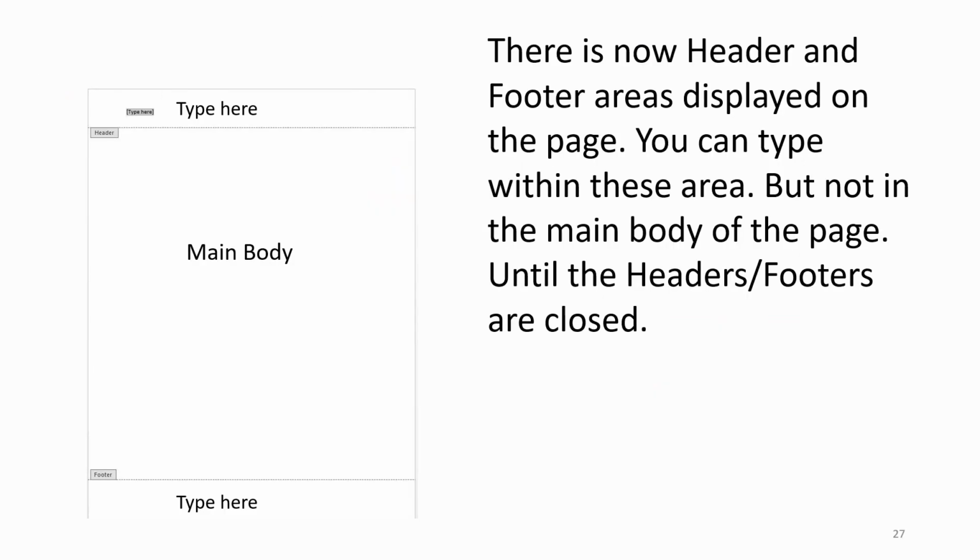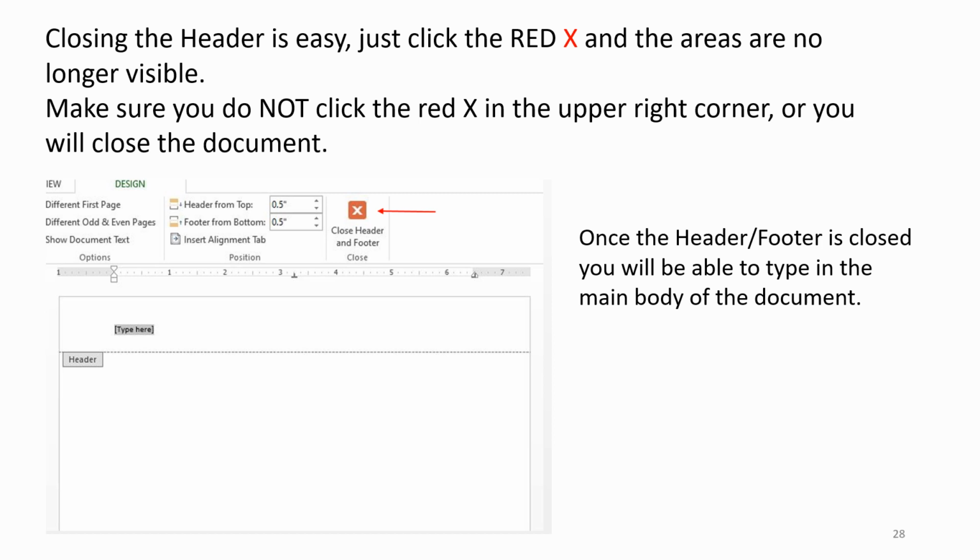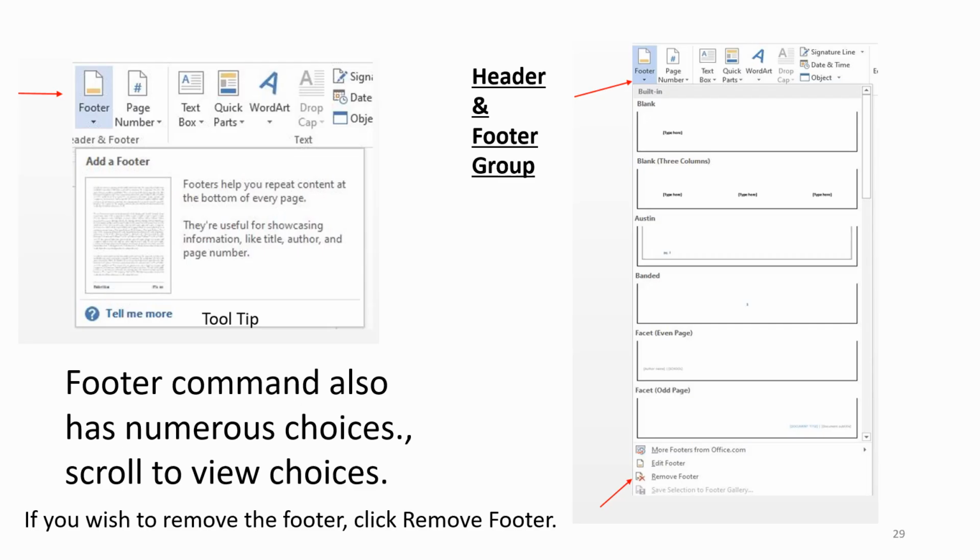There are now header and footer areas displayed on the page. You can type within these areas, but not in the main body of the page until the headers and footers are closed. Closing the header is easy. Just click the red X and the areas are no longer visible. Make sure you do not click the red X in the upper right corner, or you will close the document. Once the header and footer is closed, you will be able to type in the main body of the document.